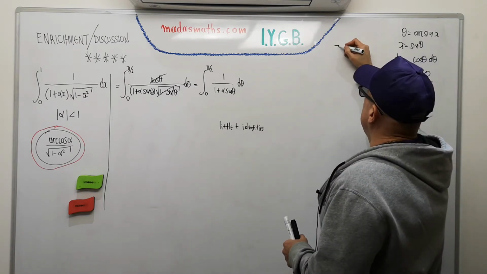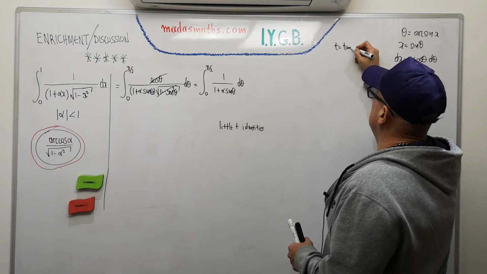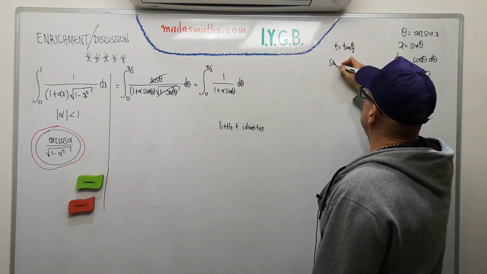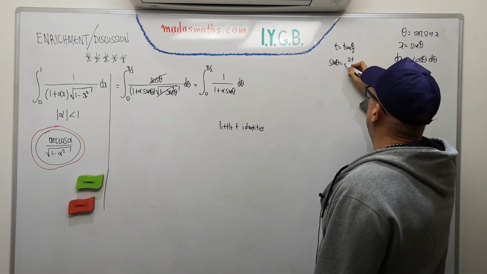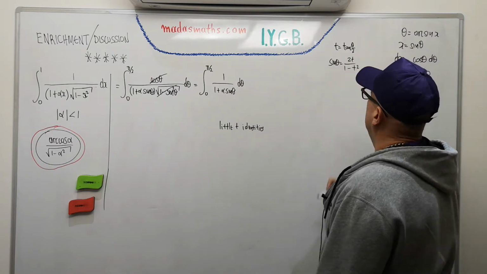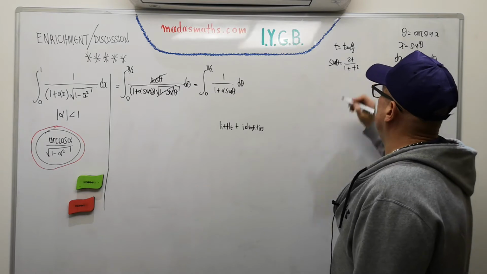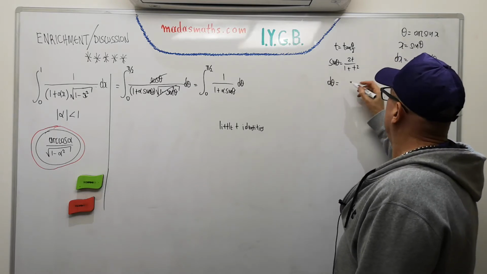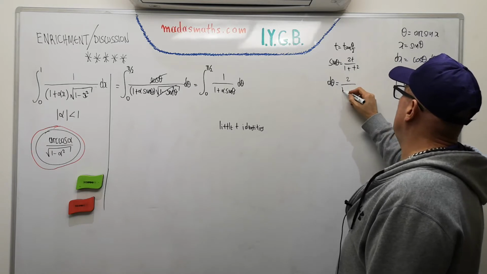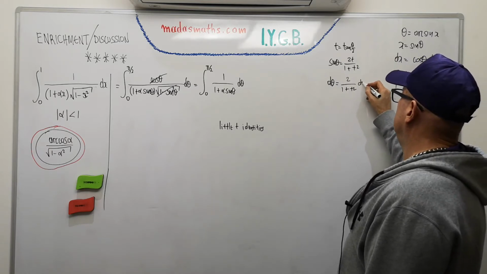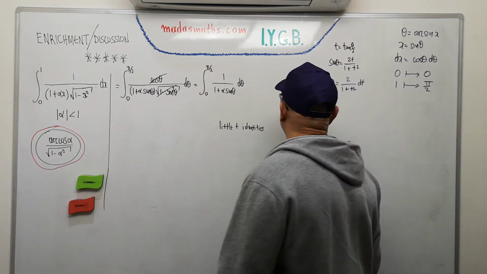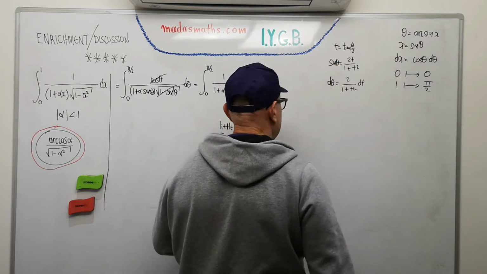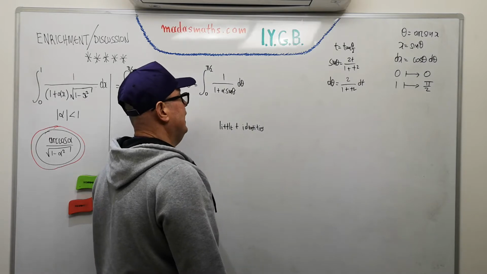You should know this, unless you're being asked to prove it before you use it. If you use the substitution t is equal to tan of theta over 2, sine of theta will be 2t over 1 plus t squared, and your d theta is going to be 2 over 1 plus t squared dt. These are all standard results. If there was a cos in there, the corresponding one would have been 1 minus t squared over 1 plus t squared.